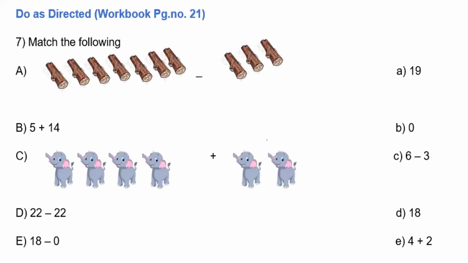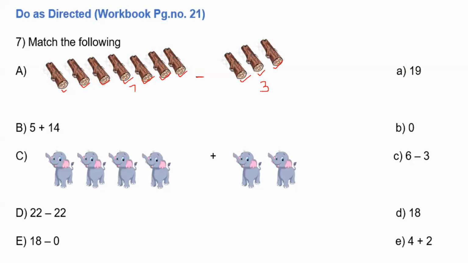Then next, match the following. See here, in the first question, how many goods are given here? Count 1, 2, 3, 4, 5, 6, 7. Here 7 are given and this is which sign? Subtraction sign. Here how many are given? 1, 2, 3. Now 7 minus 3 you have to do. Everyone take out 3 in your hand. Count before 7.